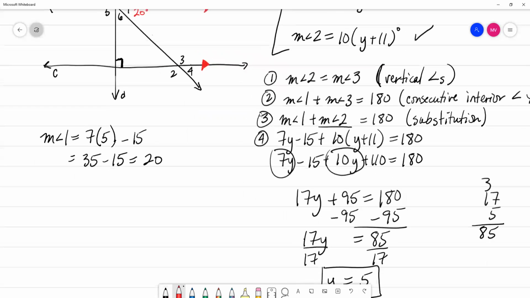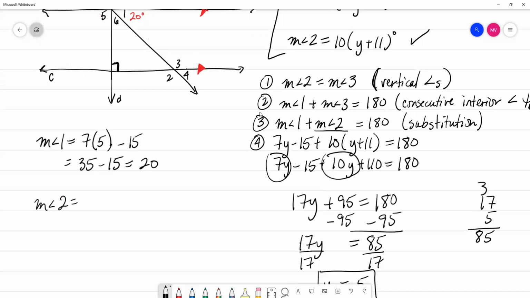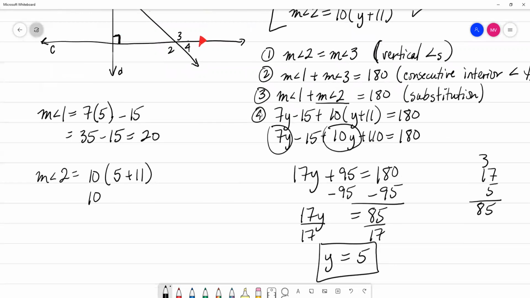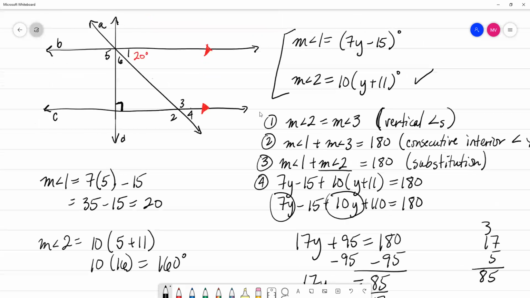All right, and the measurement of angle 2. Let's get through this one and we'll be okay. The measurement of angle 2 is 10 times 5 plus 11. Oh, I was wrong, never mind. It's 160, which makes sense, right? I was on the distributive property.